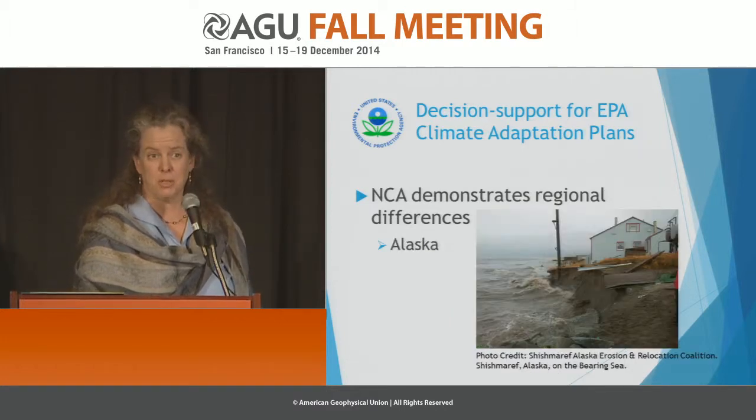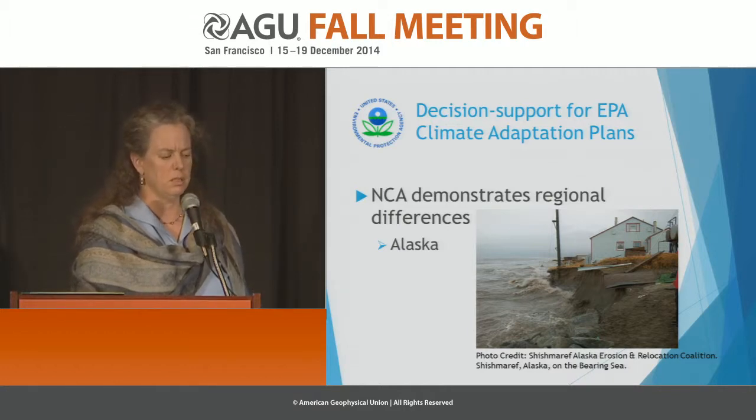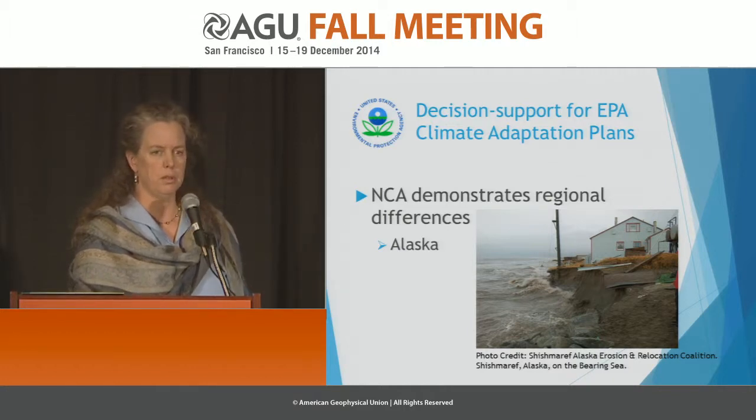And Alaska is not in Region 9, but it's important to see that there are huge impacts up there. When the sea ice melts away, you get coastal villages like this, native coastal villages in Alaska, having huge problems with erosion. Their infrastructure is going, their homes are going. It's just massive impacts.